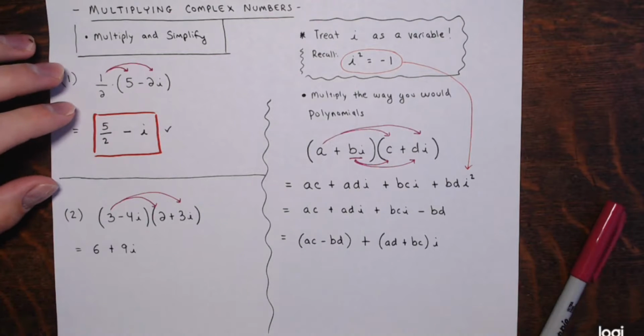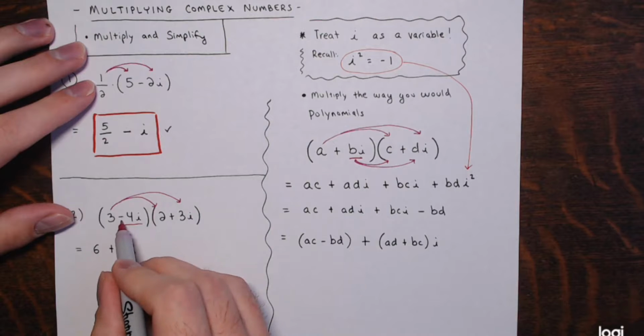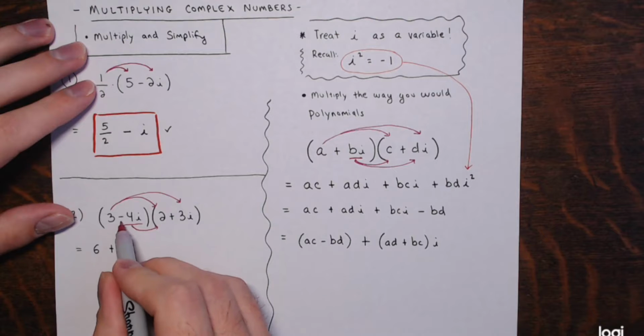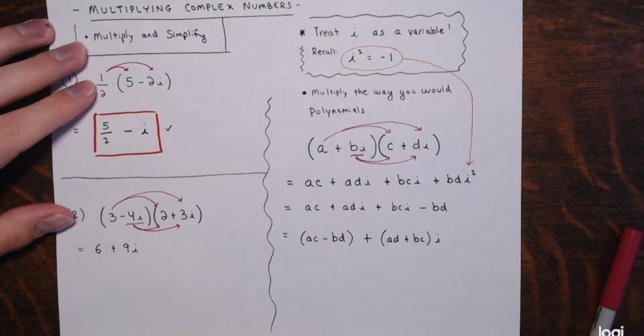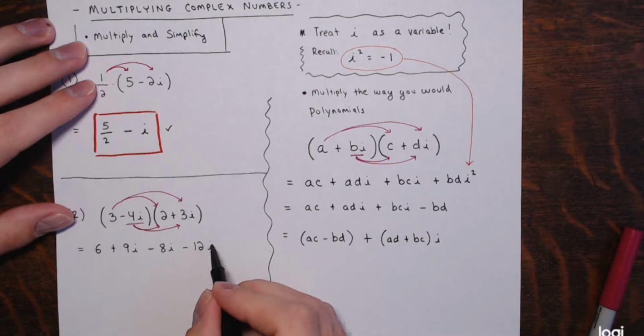And now I'm done with the 3. And I move over to the, now don't forget the negative. Negatives are part of terms. We're distributing negative 4i to the 2 plus 3i as well. Negative 4i times 2 would be negative 8i. And then negative 4i times positive 3i would be negative 12i squared.